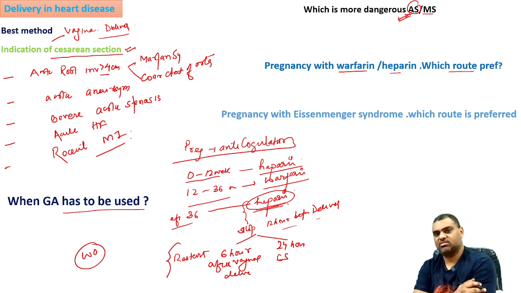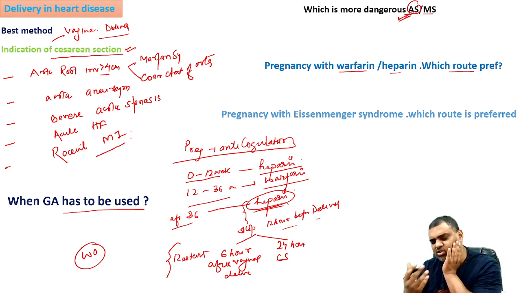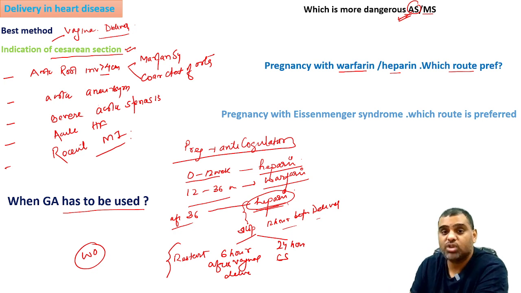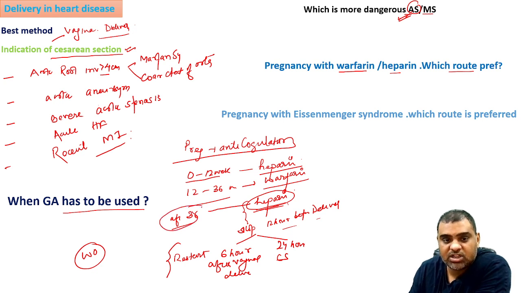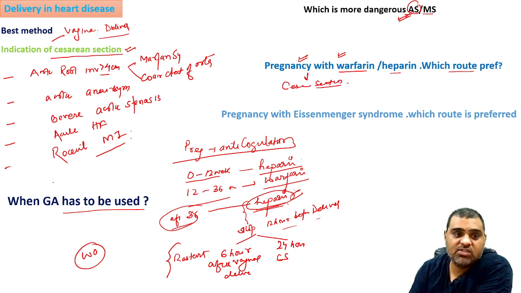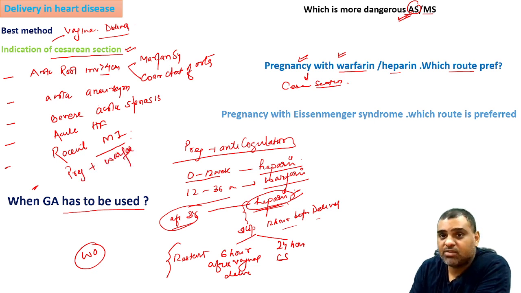But if by chance the patient is on warfarin, we don't go for vaginal delivery. Because during the stress of vaginal delivery, the warfarin has crossed the placenta and is present in the fetus, so it can cause cerebral hemorrhage. We try to prevent that. After 36 weeks we use heparin, but if we are not able to stop the warfarin somehow, then we go for cesarean section. Therefore pregnancy with warfarin is also an indication for cesarean section. But with heparin, yes, you can go for the vaginal route.